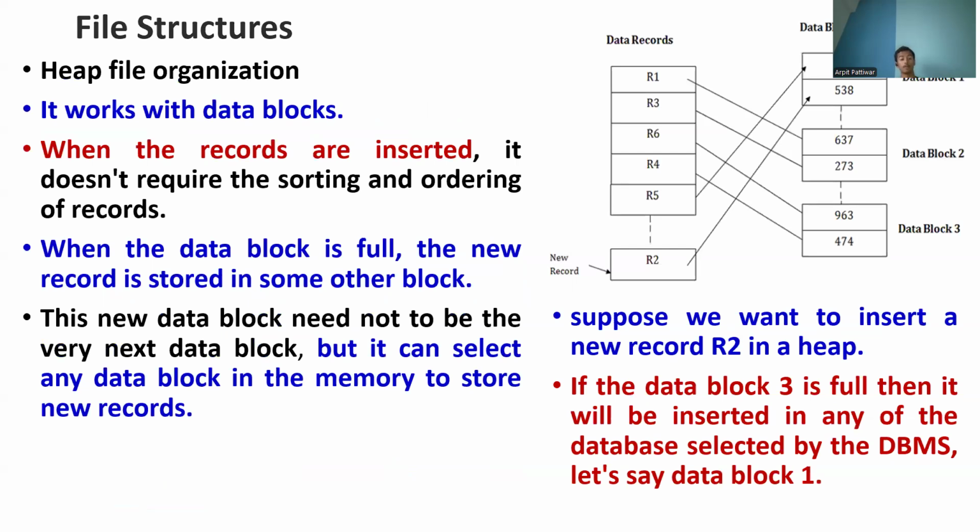Heap file arrangement. It works with the data blocks. When the records are inserted, it doesn't require sorting and ordering of records. When the data block is full, the new record is stored in some other block. This new data block need not be the very next data block, but it can select any data block in the memory to store new records.